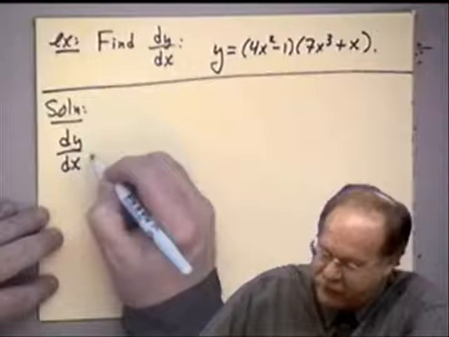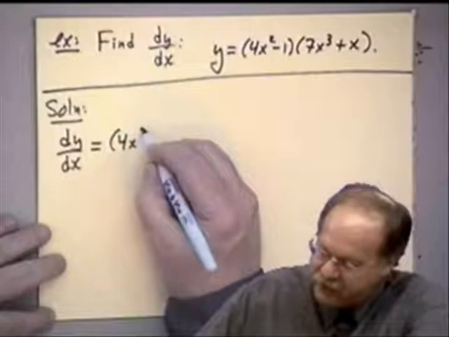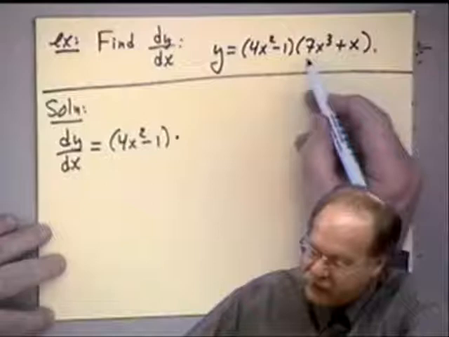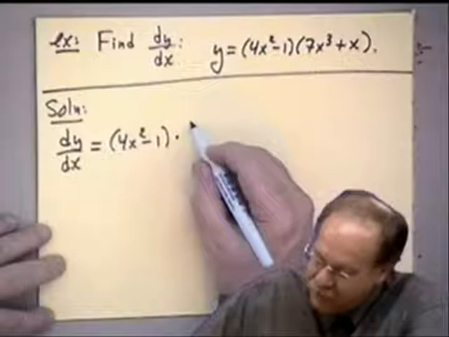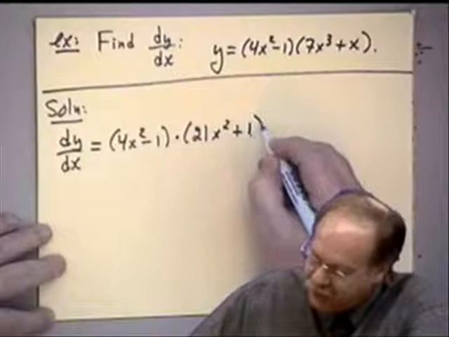So dy dx. The product rule says leave the first expression alone. So that's 4x squared minus 1 untouched. Times the derivative of the second expression. Now the second expression is a polynomial, and I know how to take that derivative. The 7 remains. The derivative of x cubed is 3x squared. So I have here 21x squared plus the derivative of x, which is 1.